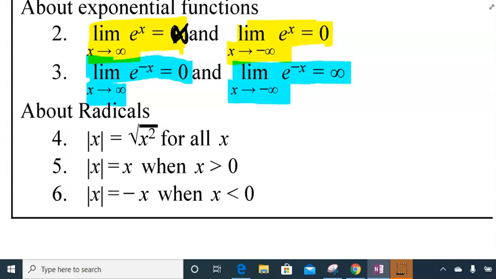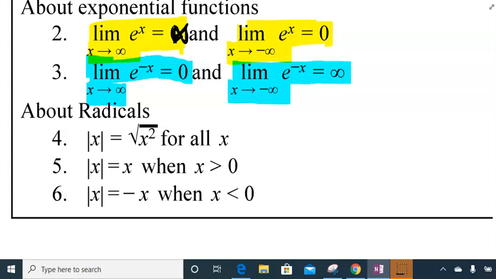The limit as x approaches positive infinity of e to the x equals positive infinity, and the limit as x approaches negative infinity of e to the x is equal to 0. The limit as x approaches positive infinity of e to the negative x equals 0. And the limit as x approaches negative infinity of e to the negative x equals positive infinity.